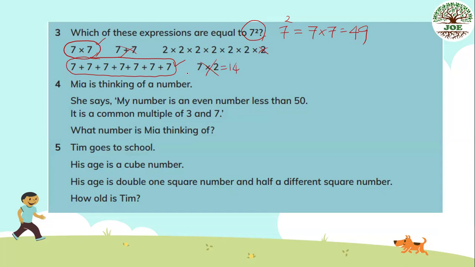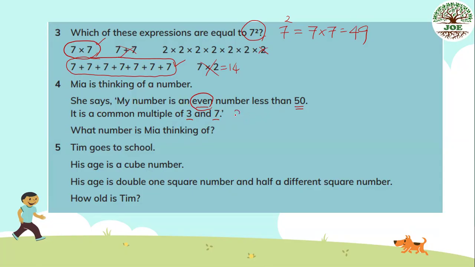Now, Mia is thinking of a number. She says, my number is an even number, less than 50. It is a common multiple of 3 and 7. What number is Mia thinking of? 3 and 7 are prime, so we can multiply them to find the answer faster.